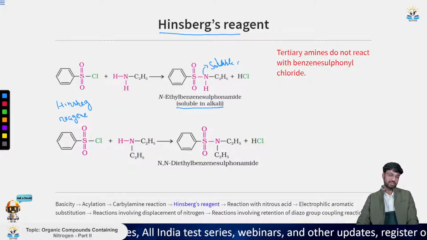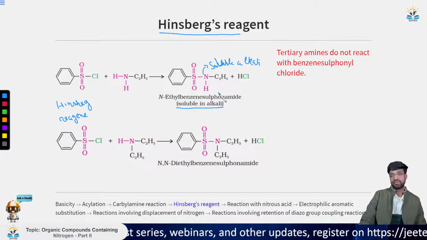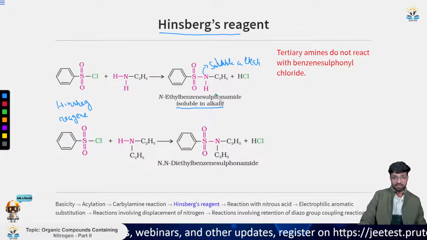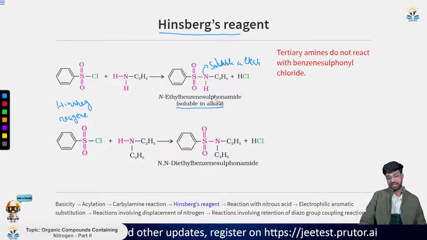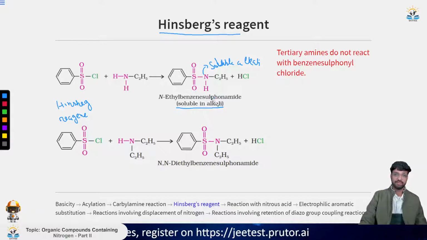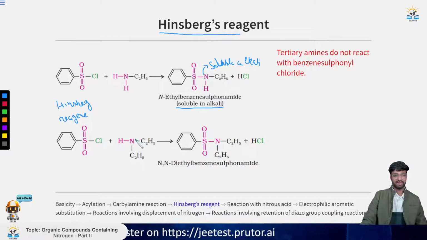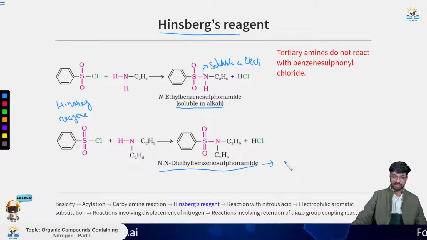You can be asked a question that you are given a compound and it reacts with this Hinsberg reagent and the product is soluble in alkali, then you can say that it must be a primary amine. Similarly, you can have another example in which we have a secondary amine, but the thing about this is that it is not soluble in alkali.